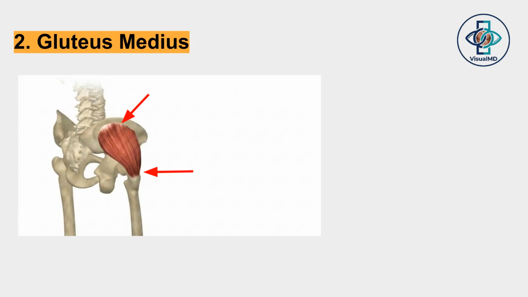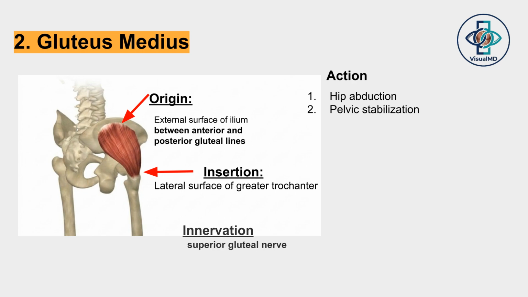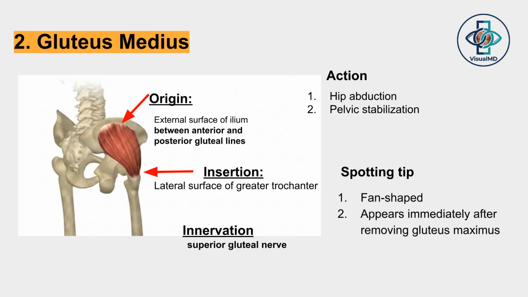Gluteus medius. Gluteus medius originates from the external surface of the ilium between the anterior and posterior gluteal lines, inserting on the lateral surface of the greater trochanter. Its actions are hip abduction and pelvic stabilization. It is innervated by the superior gluteal nerve. The spotting tip is its fan shape. It appears immediately after removing the gluteus maximus.